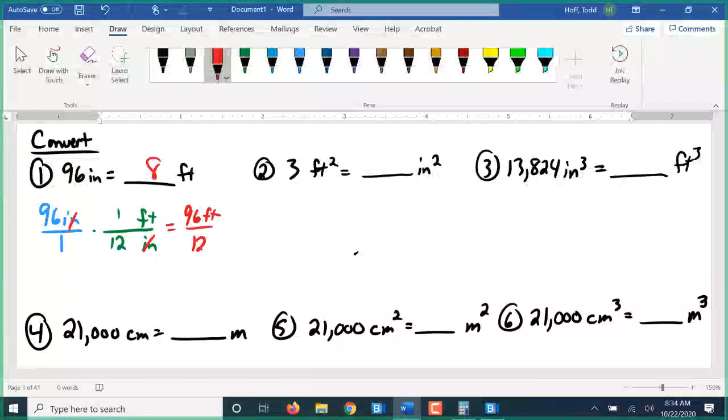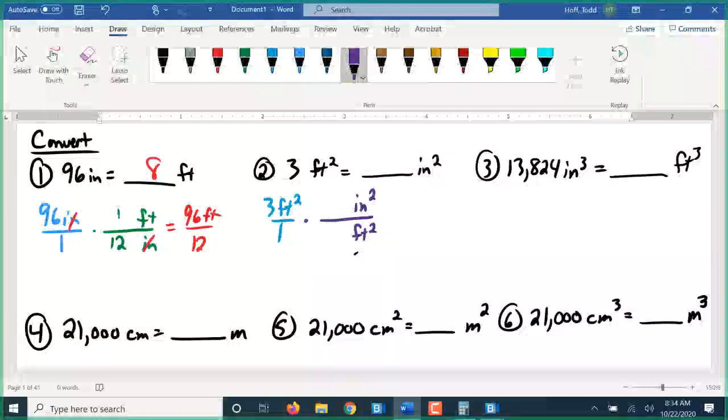Number 2. We have our 3 square feet. We're going to put them over 1. And we're going to convert that into square inches. So square feet are going to go on bottom so they cancel out, going into square inches. Now here's where we have to be careful with our conversion factor.